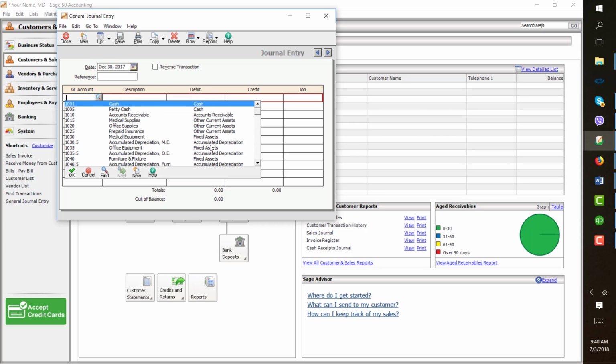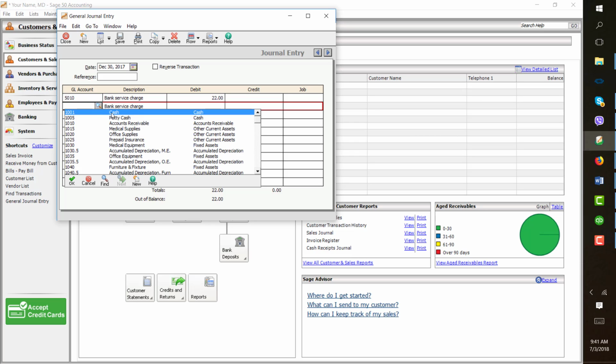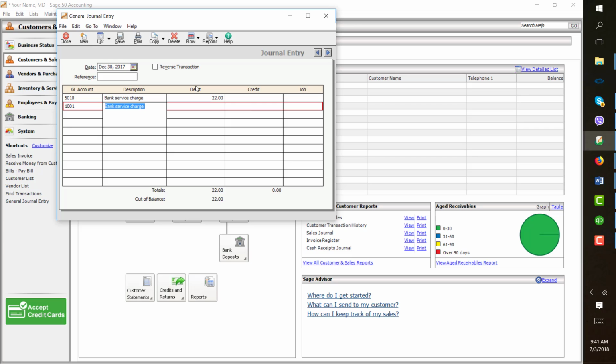The bank statement shows $22 in service charge, so on the GL, debit bank service charge expense, and on description you can enter to record bank service charges for the $22, and the credit would be coming out of your regular checking account, which is your cash account, for the same amount of $22. Don't forget to save this to complete the posting process.